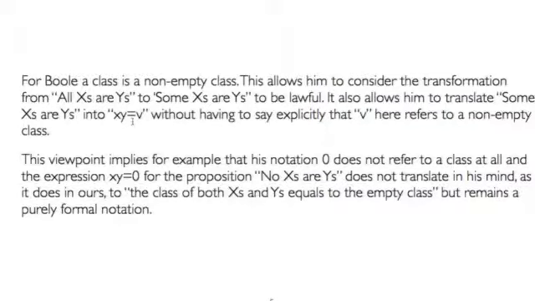But because all his classes are non-empty, what it actually would read for us is that the intersection of x and y is a class. And a class being a non-empty class, it means that the intersection of x and y is non-empty. So some x are y's. On the other hand, he uses 0 quite a bit, and he expresses the assertion that no x are y's as xy equals 0.